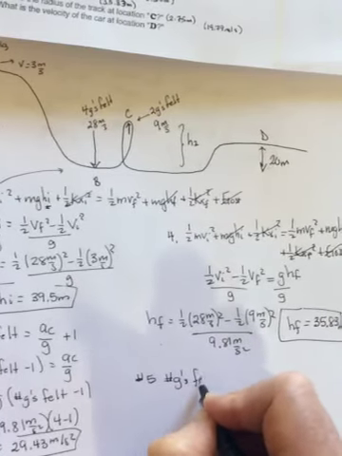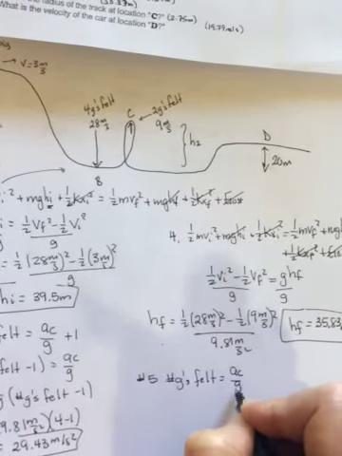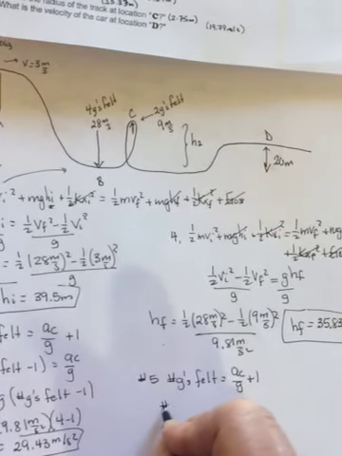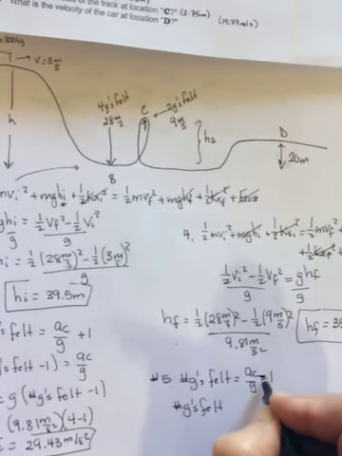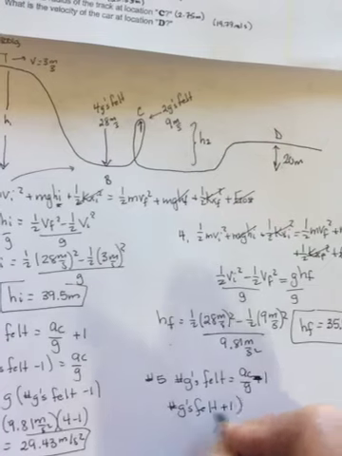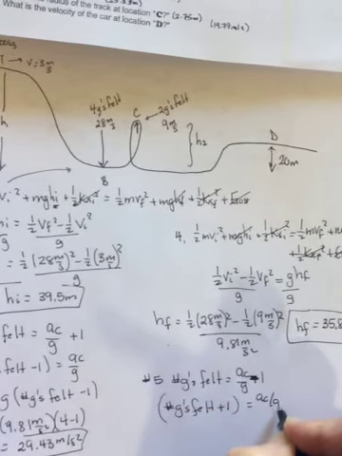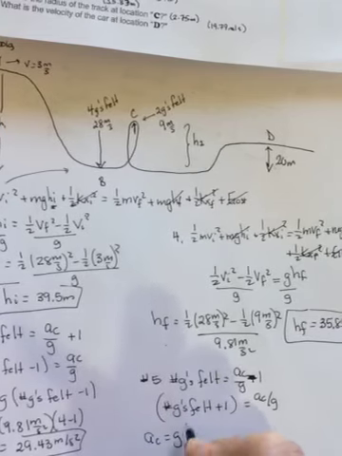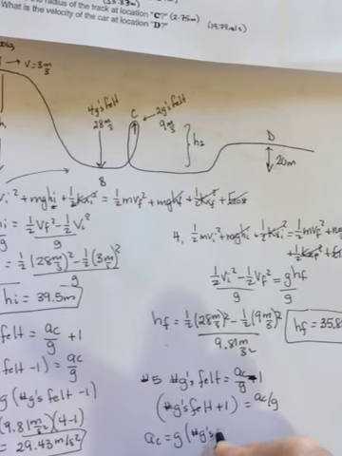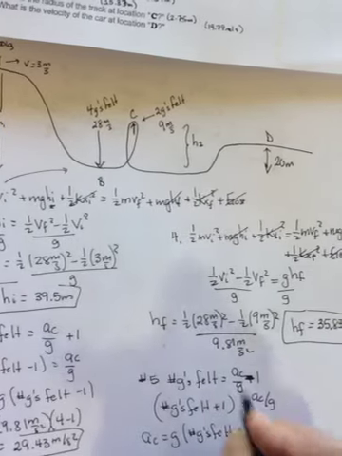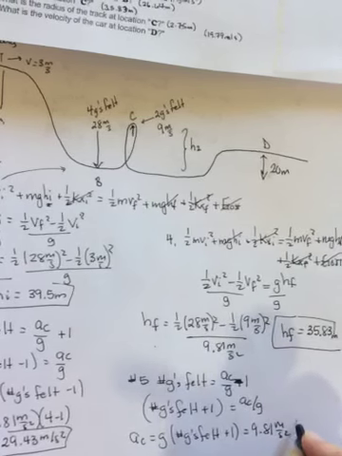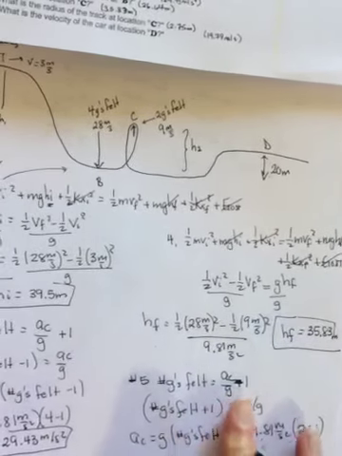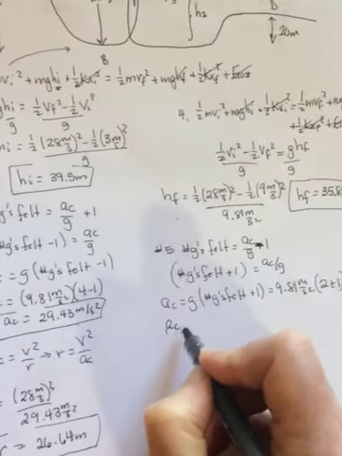So number of g's felt is equal to a_c over g. You're at the top now, so it's -1. And then when you take it over, it becomes +1 equals a_c over g. So a_c is going to equal g times number of g's felt plus 1. So at the top it's 2, so 9.81 meters per second squared, and then 2 plus 1, which is 3.